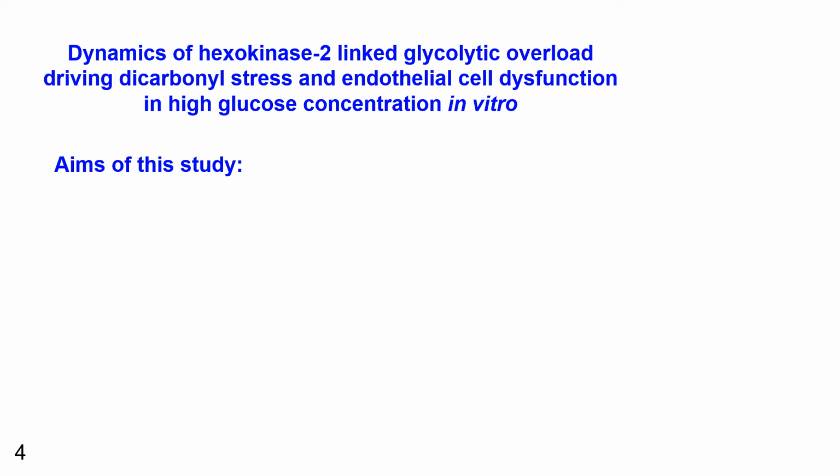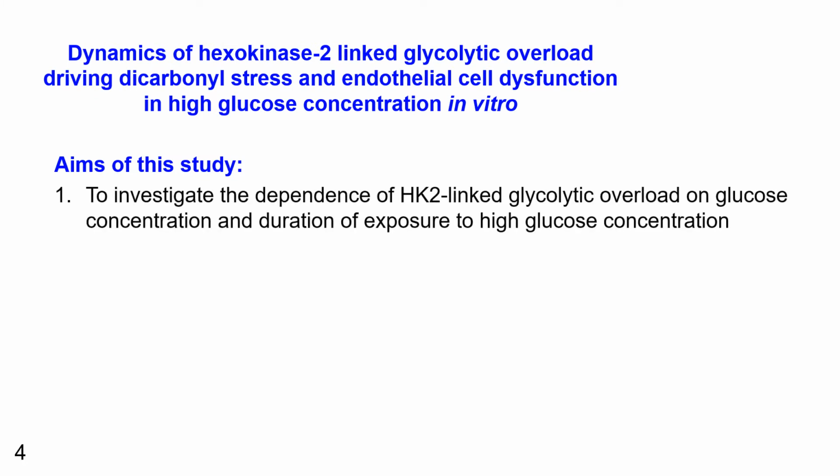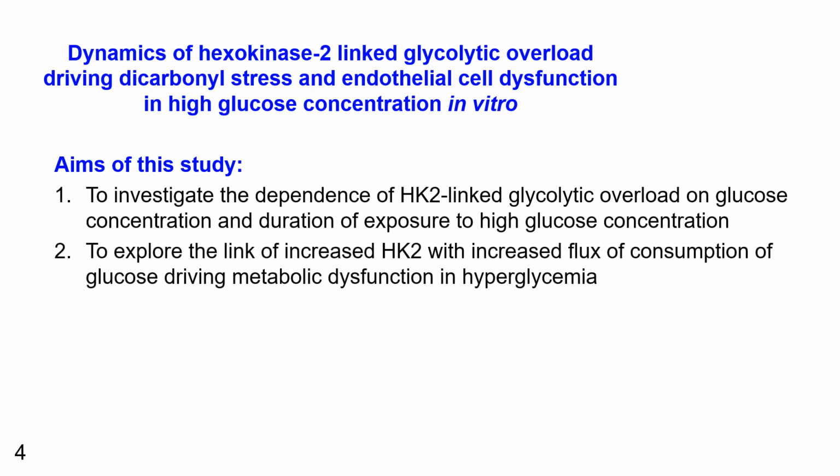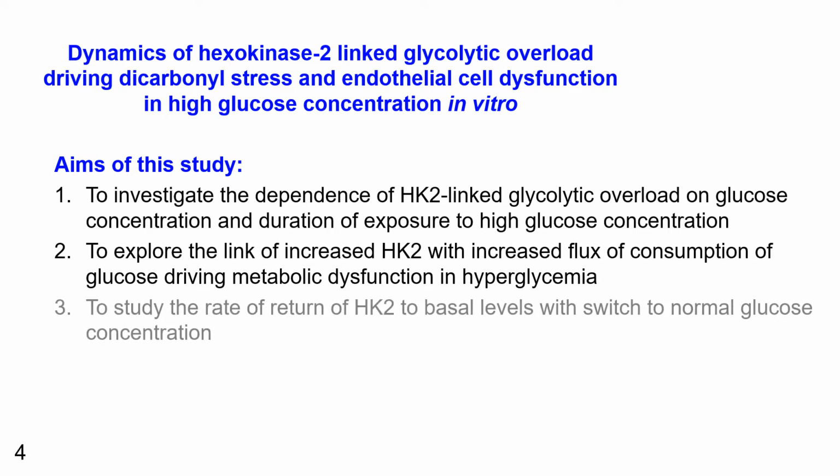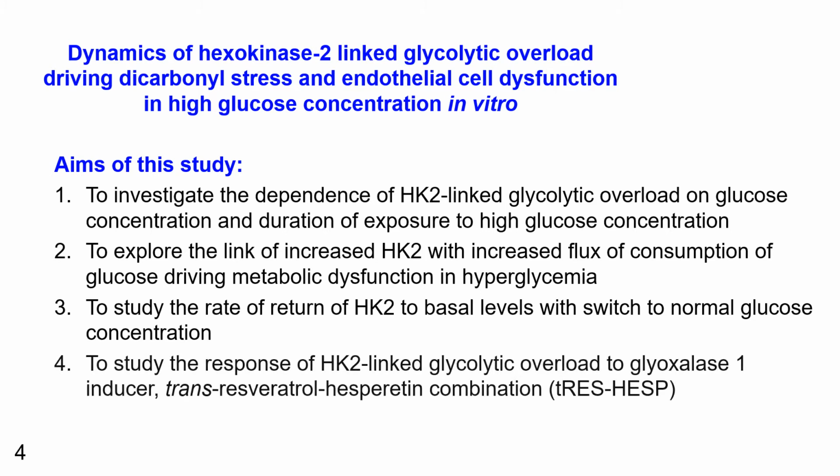The aims of this study: to investigate the dependence of hexokinase-2 linked glycolytic overload on glucose concentration and duration of exposure to high glucose concentration; to explore the link of increased hexokinase-2 with increased flux of consumption of glucose driving metabolic dysfunction in hyperglycemia; to study the rate of return of hexokinase-2 to basal levels with switch to normal glucose concentration; and to study the response of hexokinase-2 linked glycolytic overload to the glyoxalase 1 inducer trans-resveratrol and hesperidin combination.